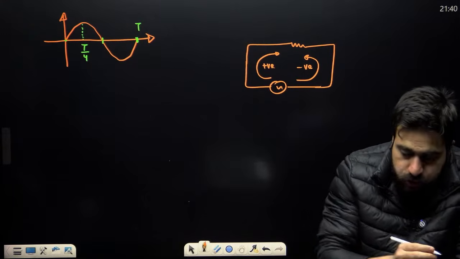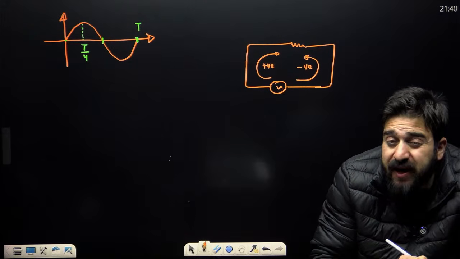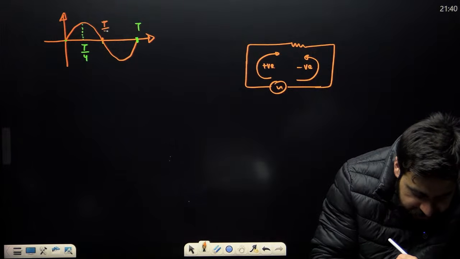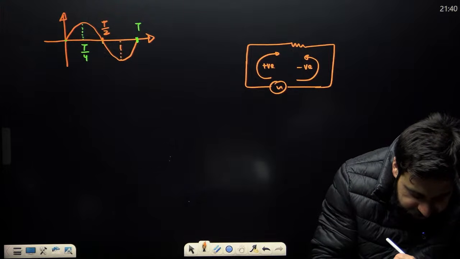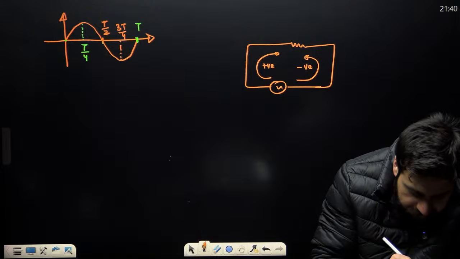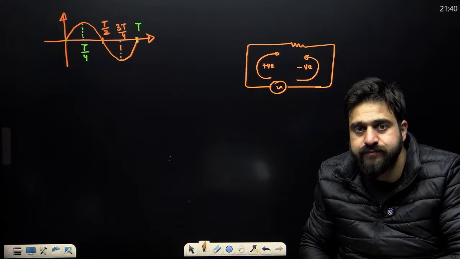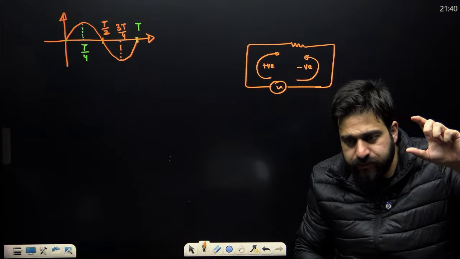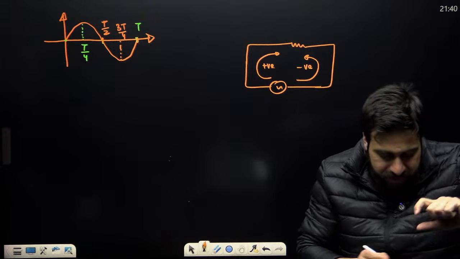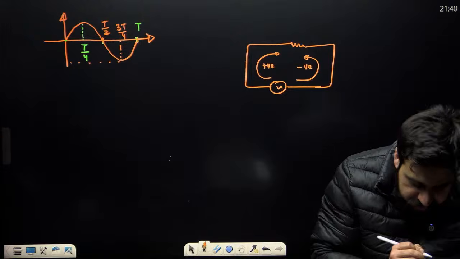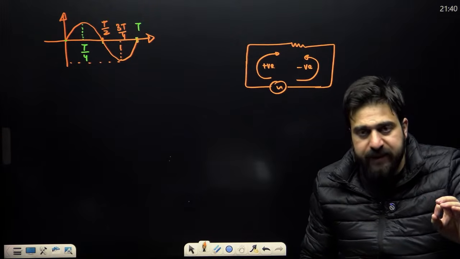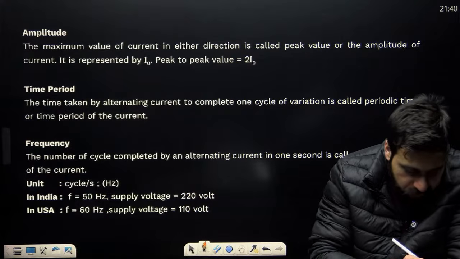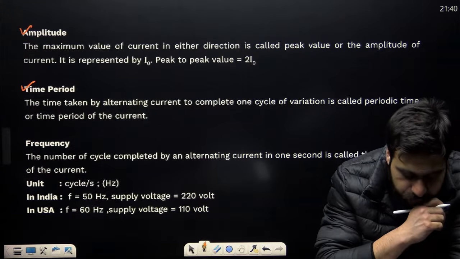So in how much time does it become maximum in the positive cycle? T by 4. Then again it becomes minimum, that is T by 2. And this time will be 3T by 4. And this time over here will be T. So in T by 4, it becomes maximum. In T by 2, it becomes minimum. In 3T by 4, it becomes maximum from the negative side. And in complete T, it becomes minimum again. This is what we call one time period. This is time period. This is amplitude.